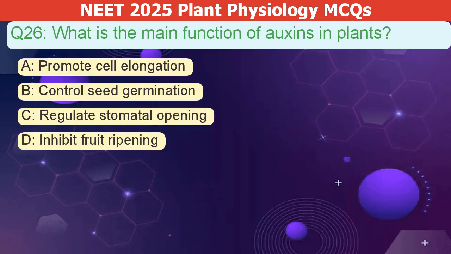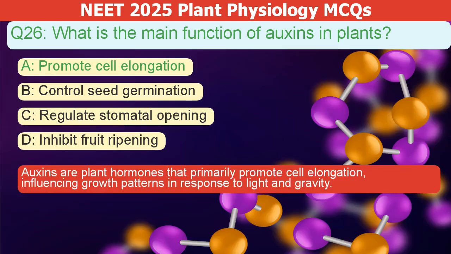What is the main function of auxins in plants? A. Promote cell elongation. B. Control seed germination. C. Regulate stomatal opening. D. Inhibit fruit ripening. The correct answer is A. Auxins are plant hormones that primarily promote cell elongation, influencing growth patterns in response to light and gravity.